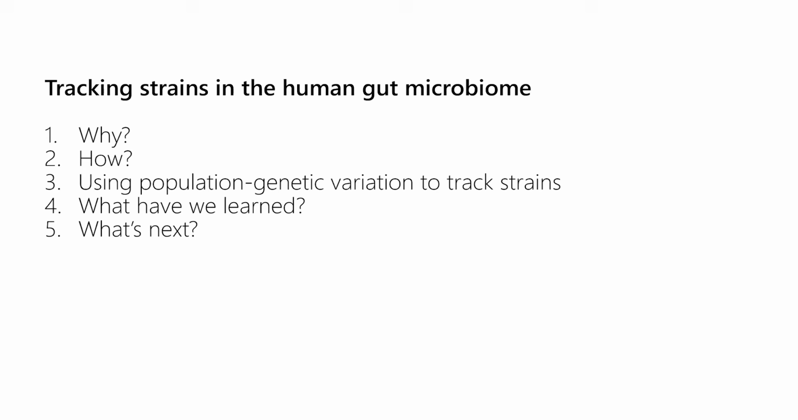We'll talk briefly about what it means to track strains and why we'd want to do that. We'll talk about some of the current methods for how we track strains in the gut microbiome, as well as a method that I and others have developed to use population genetic variations to track strains at very high resolution to infer patterns of microbial transmission. I'll then end by talking very briefly about some of the things that we've learned using these methods, as well as what I see as some of the big upcoming challenges for the field.